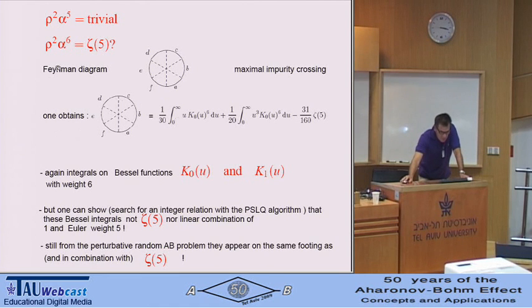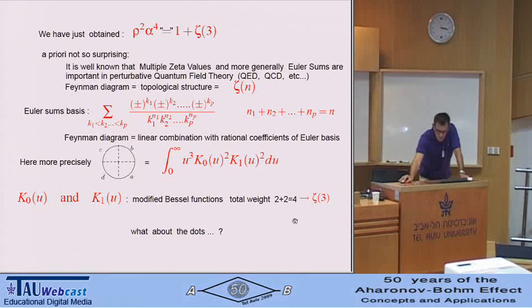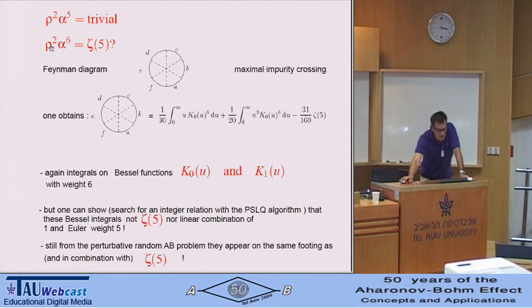This Feynman diagram, which is order rho square alpha 6, is again expressed in terms of Bessel functions. Now you have a weight 6. So you remember that before, 2 plus 2 was 4 for zeta of 3. So now we are at order alpha 6. We have 6 here, so we expect zeta of 5. And indeed, there is also a term which depends on zeta of 5 here. Okay, so the structure seems simple.